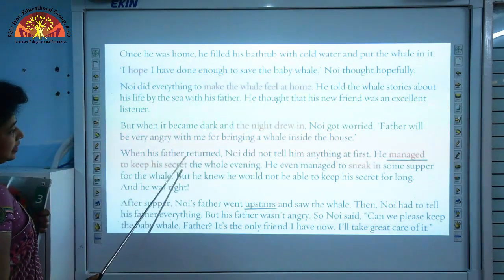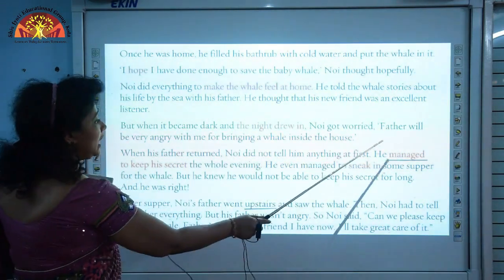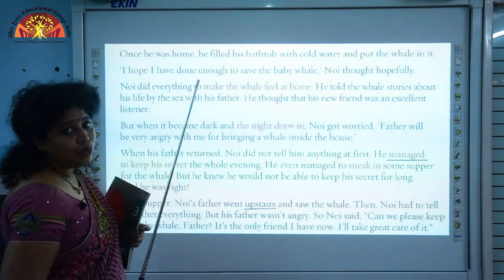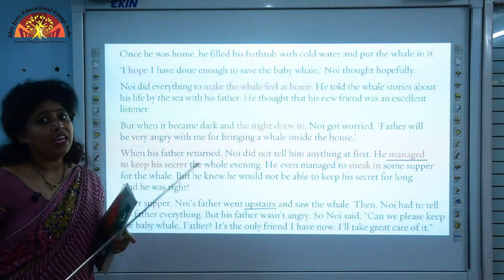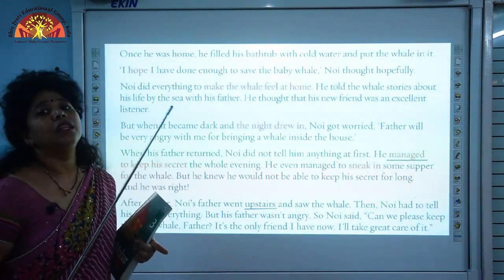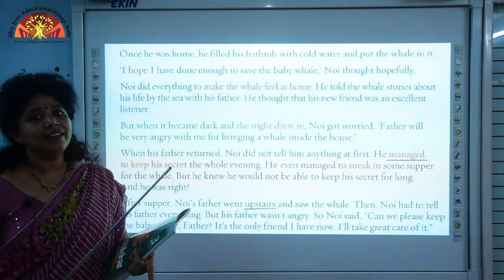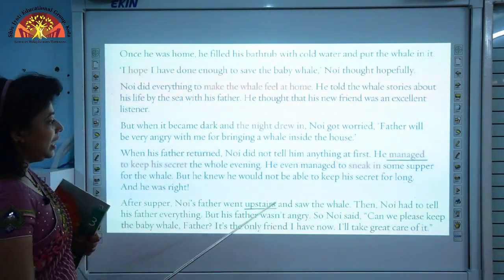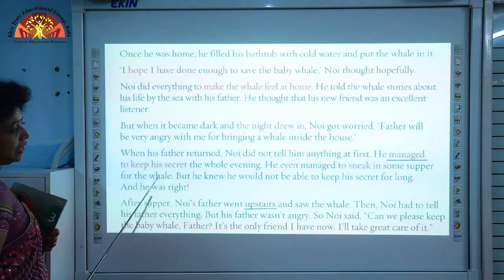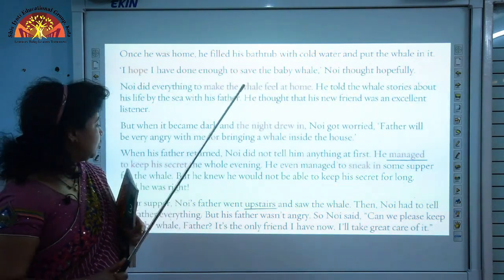When his father returned, Noe did not tell him anything at first. He managed to keep his secret the whole evening. So, why did he keep a secret? He feared knowing how his father would react when he found that his son had hidden a baby whale in the house. He even managed to sneak in some supper for the whale. So, he managed to secretly feed dinner to the whale.